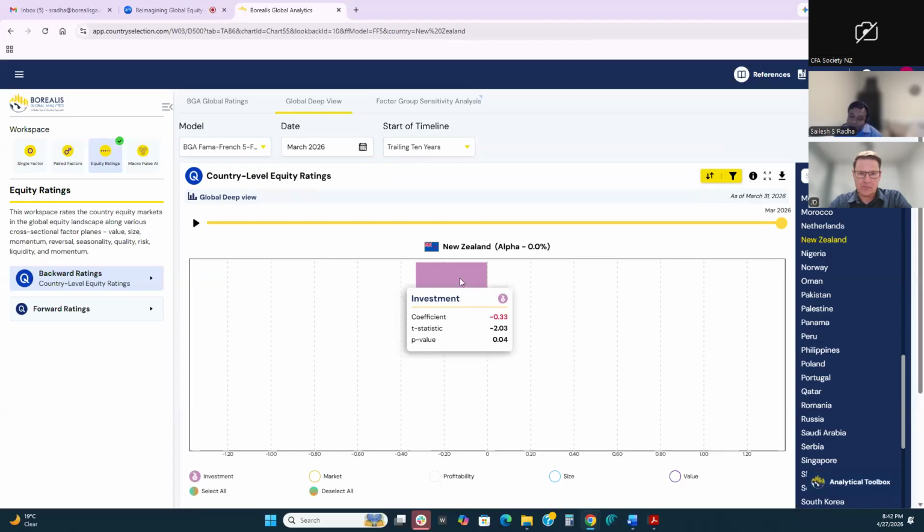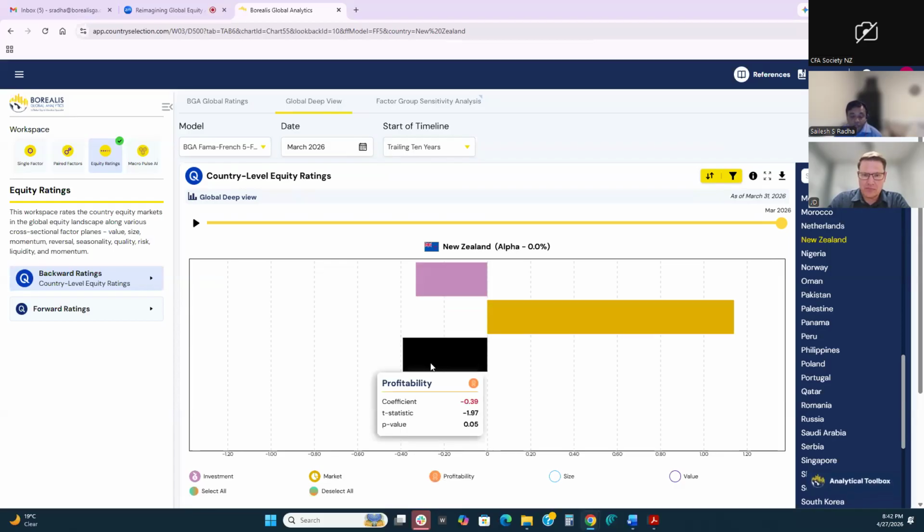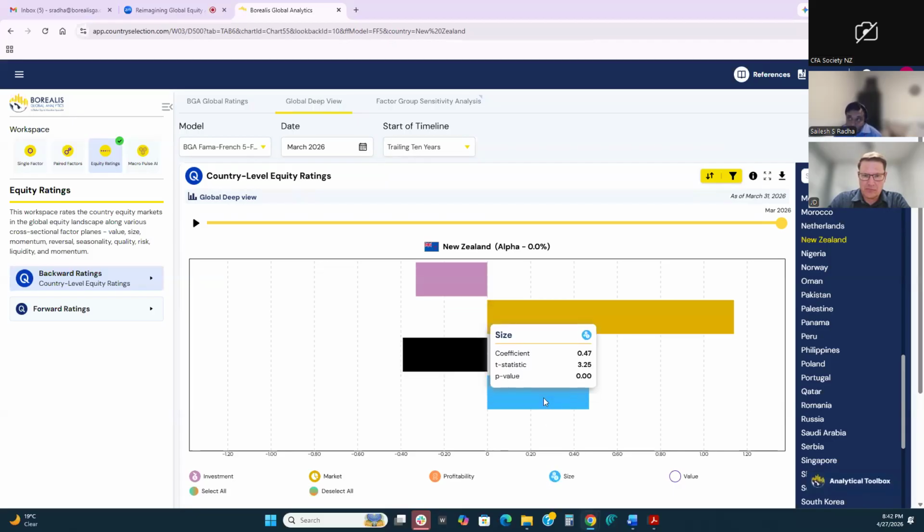It's barely a T-stat of 2.03. Let's add market, definitely. We already discussed that in the 3-factor model. What about profitability? Does it explain the story? Barely, but on the negative side. What about size? Size still, in spite of all these factor premiums, is playing out. So what does it tell you? New Zealand has got a small country effect.